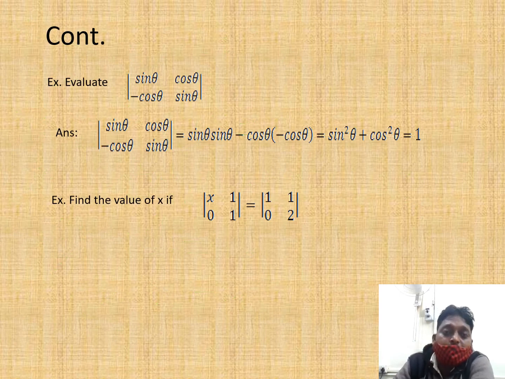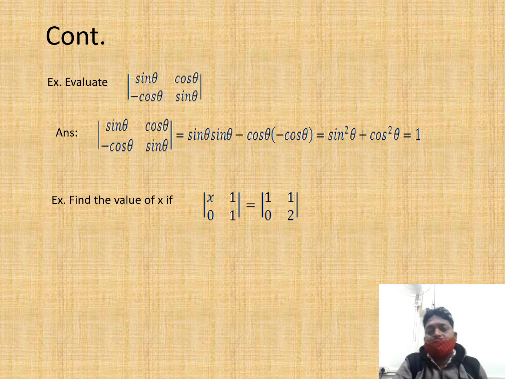Another question, trigonometric: find the determinant of sin theta, cos theta, and minus cos, sin. Here just do the same: sin into sin becomes sin square, then minus of minus cos square, plus cos square becomes 1.